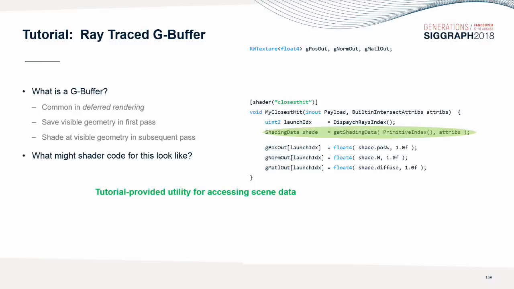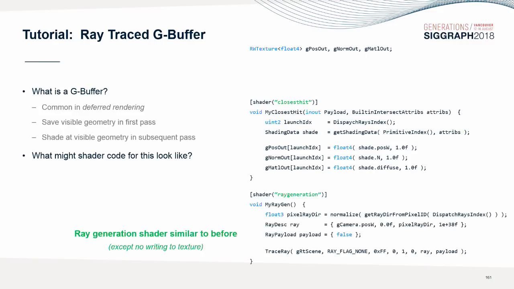Here, this is a tutorial-provided utility for accessing our scene information. This gets information about the current hit in your closest hit shader and returns it in the shading data structure. If you think about what you need to get information to shade, you need to figure out your material, you need to know what triangle you're on, and you need to know where you hit that triangle. So you need to pass in a primitive index and the intersection attributes, which are barycentrics in DXR.